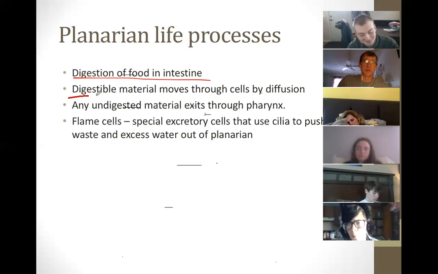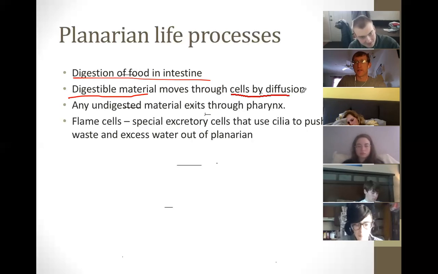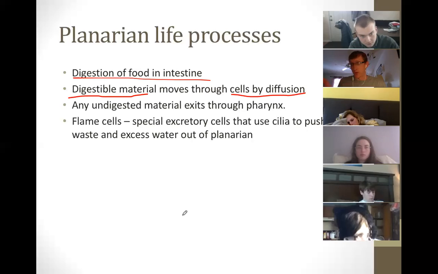Their digestible material that they can actually take into their body is going to go into their cells by diffusion. Your digestive system is a lot more complicated than that. But for this little flatworm, diffusion will get the job done. Diffusion, you'll remember from chapter 3, is just particles moving with a concentration gradient. Very, very simple stuff, right?